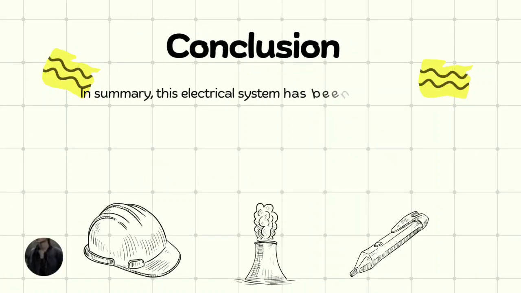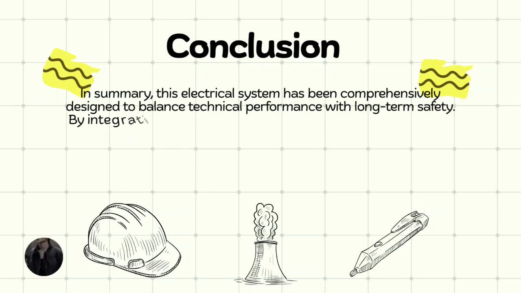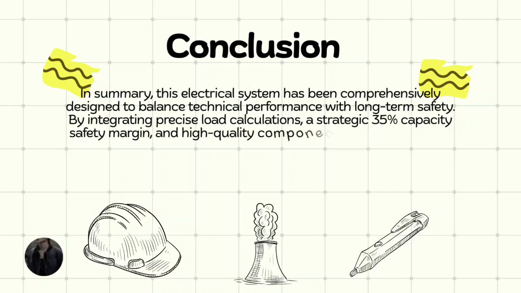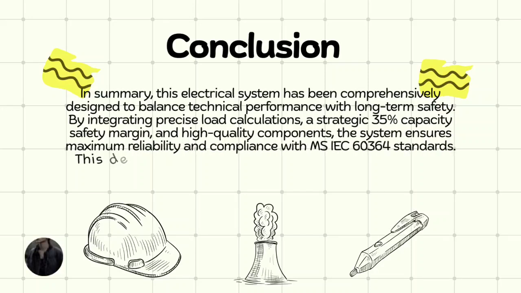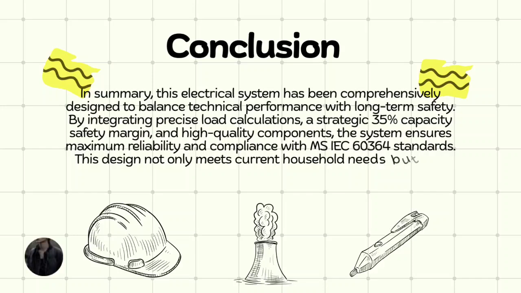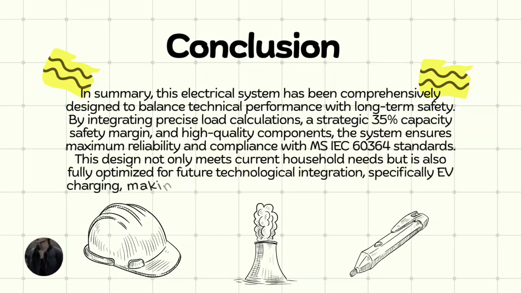In summary, this electrical system has been comprehensively designed to balance technical performance with long-term safety. By integrating precise load calculation, a strategic 35% capacity safety margin, and high-quality components, the system ensures maximum reliability and compliance with MS IEC 60364 standards. This design not only meets current household needs, but is also fully optimized for future technological integration, specifically EV charging, making it a truly robust and future-proof infrastructure.